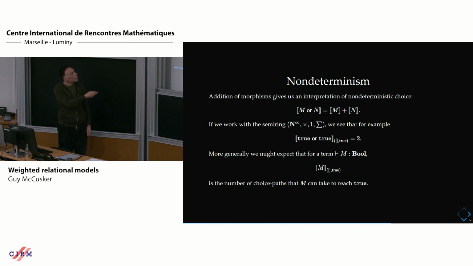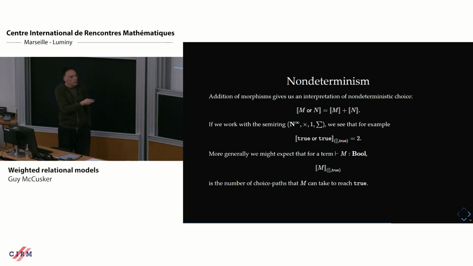So, for example, you can interpret non-deterministic choice just by sum of matrices. So if we work with the semi-ring of natural numbers where the sum is really addition, then, for example, the program true or true, so this or is not logical or, this is the non-deterministic choice, gives you the output true from no inputs with coefficient 2. So maybe the semantics is counting how many paths there are for the term that you've written to reach the output that you're looking for. And that's what we're going to prove.